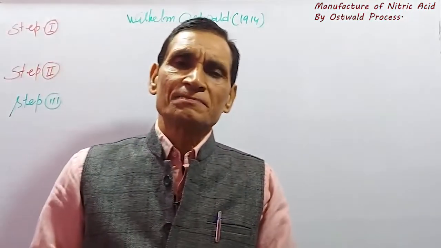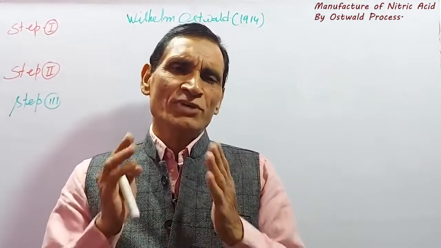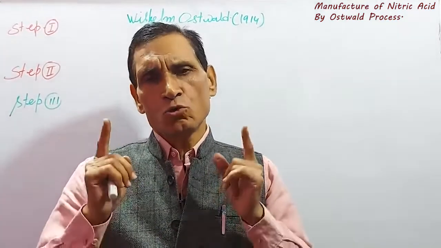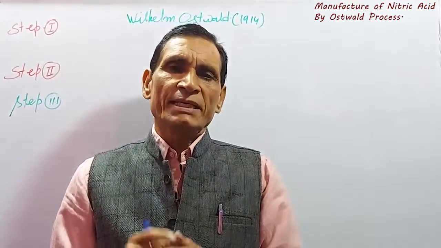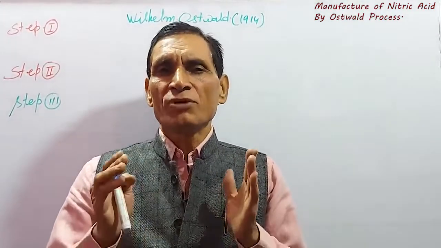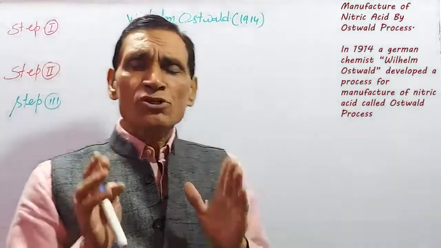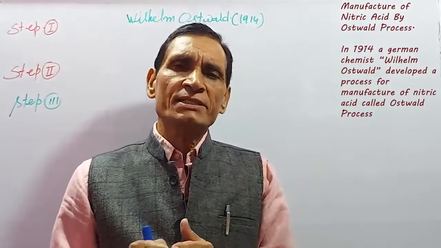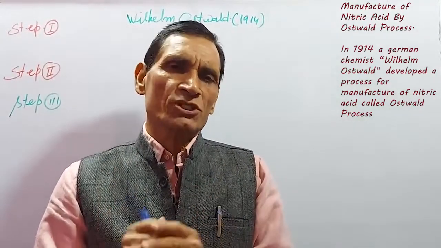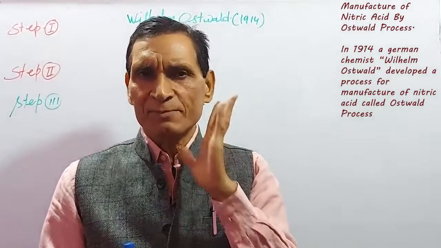Hello students, in this video you are going to learn the manufacture of nitric acid by the Ostwald process. In 1914, a German chemist, Wilhelm Ostwald, developed a process for manufacturing nitric acid which is called the Ostwald process. This process can be explained in three important steps.